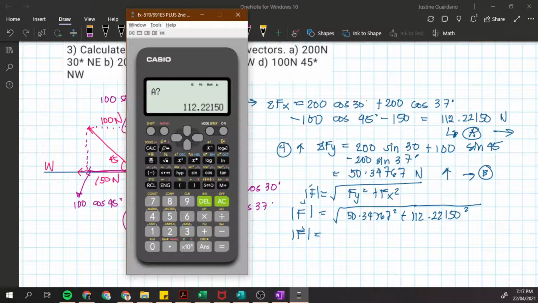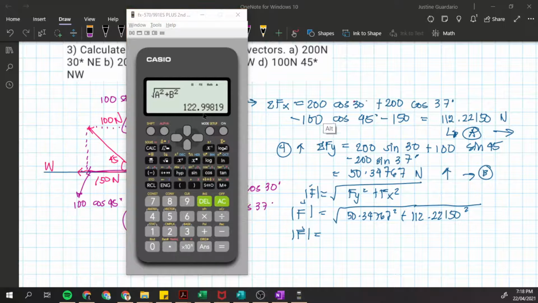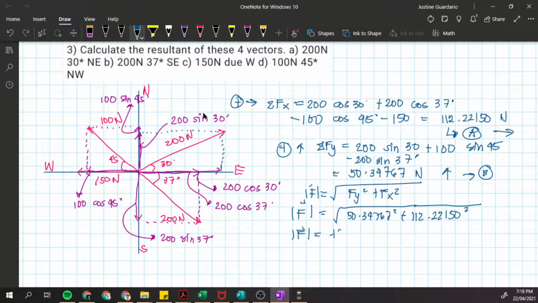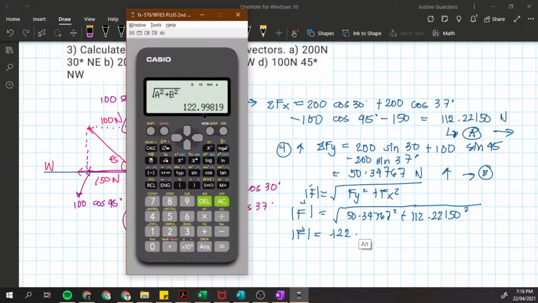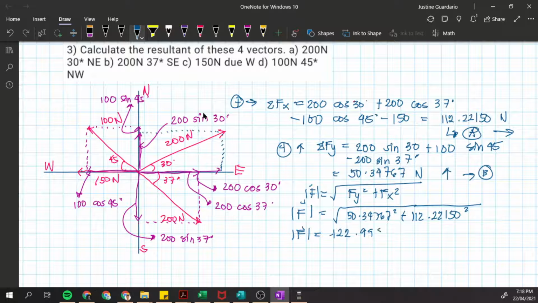Kapag pinundot ko si calc, magpapa-input yan ng a. Ito yung a na tinor ko, 112. Then, just click equal, then lalabas si 50, magpapa-input ng 50, pero nag-store na nga ako, so 50.3476. Then, equal ko na lang siya, makukuha ko as 122.99819 newtons. Okay? This is the magnitude of my vector.